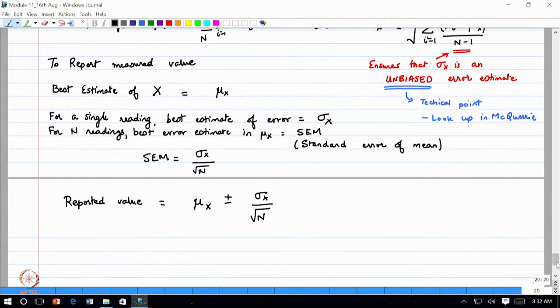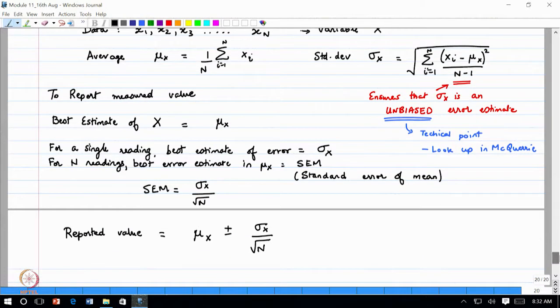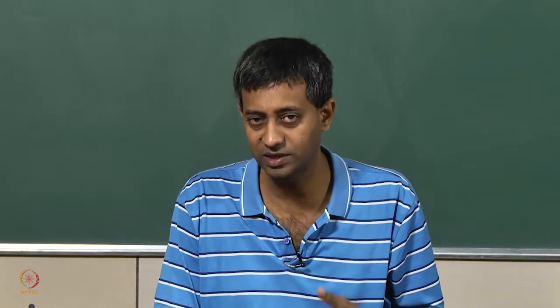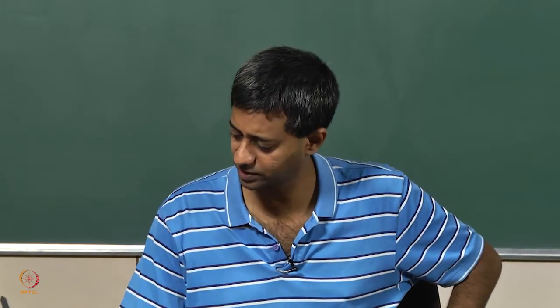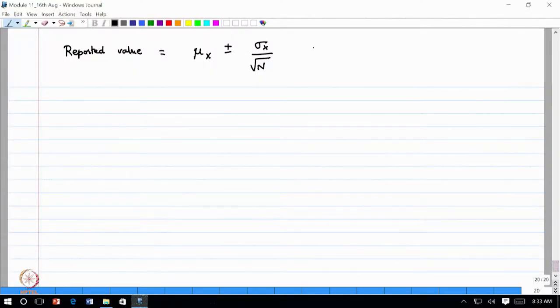Okay. Often you will find that people give the error estimate in the reported value, and that is usually the standard error of mean. The point is that if you take any one reading, then the error in that one reading is sigma x, but if you report an average, the error in that average is sigma x divided by square root of n. Therefore, if you make more measurements, then you expect that the error in the average should go down. This is how data is reported.